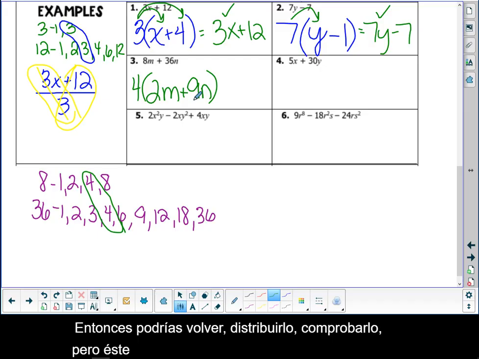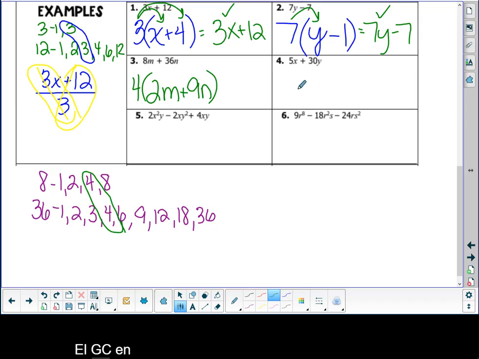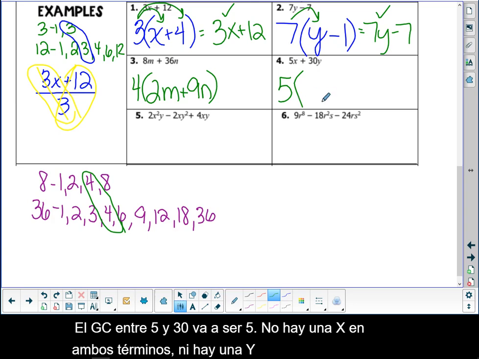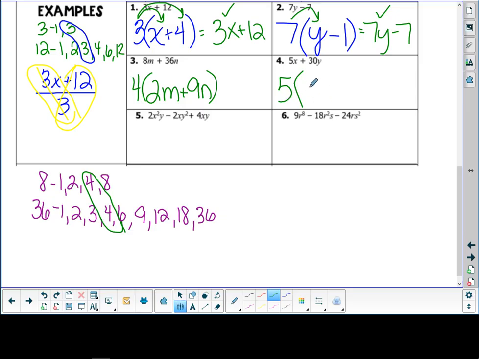So I'm going to keep moving forward. In this one, the GCF between 5 and 30 is going to be 5. There's not an x in both terms, nor is there a y in both terms, so my GCF is 5. 5x divided by 5 is going to leave me with x.